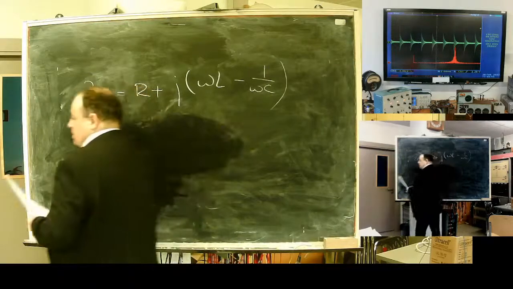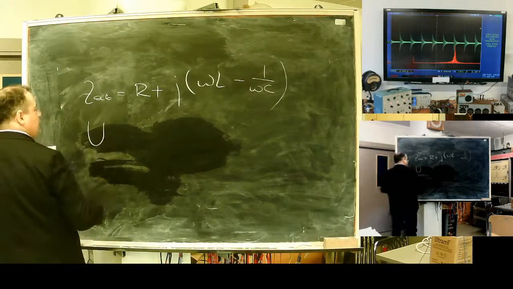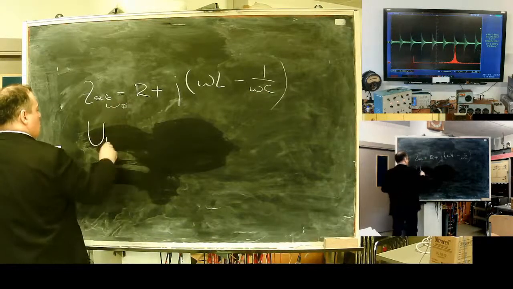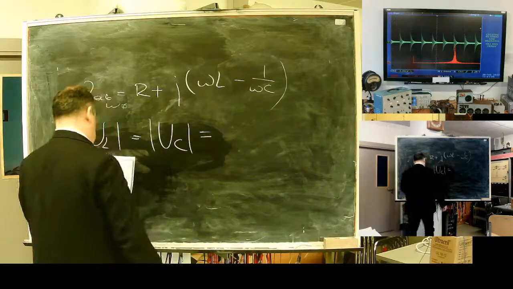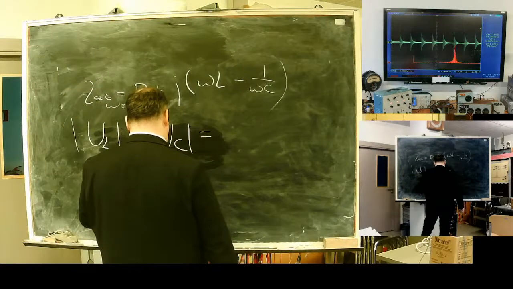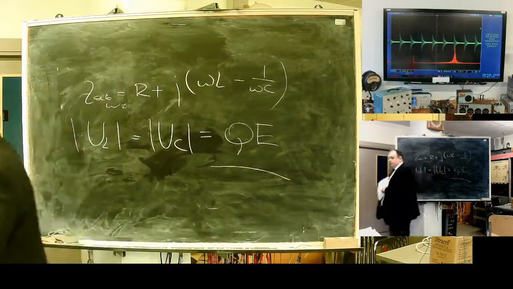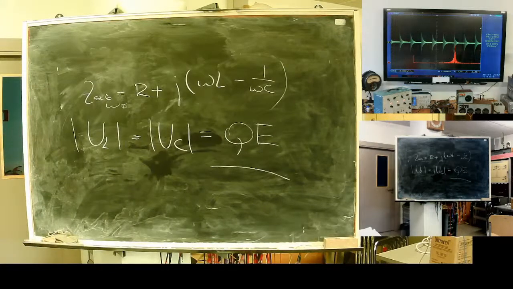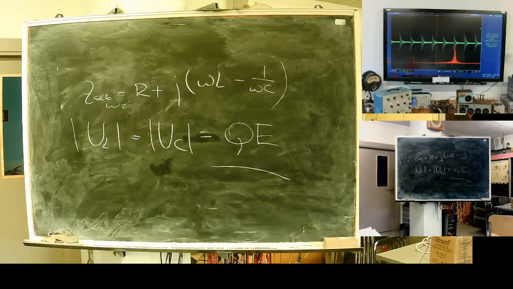Voltages at reactive elements, coil voltage and capacitor voltage, so at a frequency omega 0, UL will be equal to, and it will be Q times E. If you have high quality coils and capacitors with the low parasitic resistance for coils and very high insulation resistance for capacitance, you can get quite high voltages.